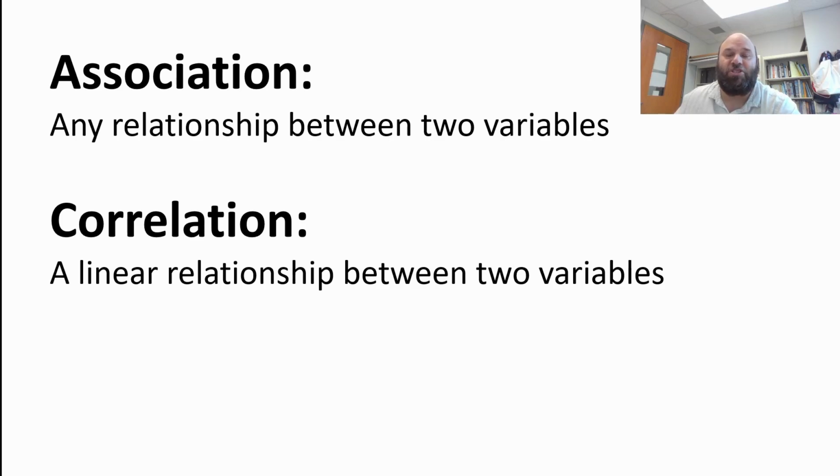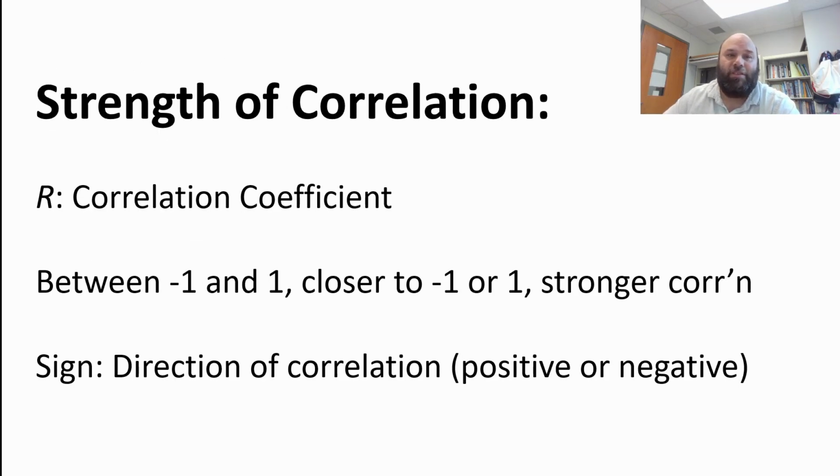So how do we measure the strength of the correlation? Well, there's a couple of things we can do. The first uses something called the correlation coefficient, denoted with an R. This is a number that is between -1 and 1, and the closer you are to either -1 on one end or 1 on the other end, the stronger the correlation, whereas the closer you are to 0, the weaker the correlation. And the sign, whether it's positive or negative, tells you whether it's a positive or negative correlation, whether the relationship is increasing or decreasing.